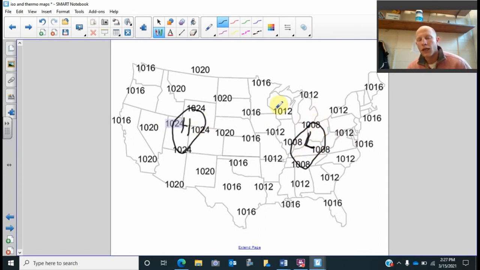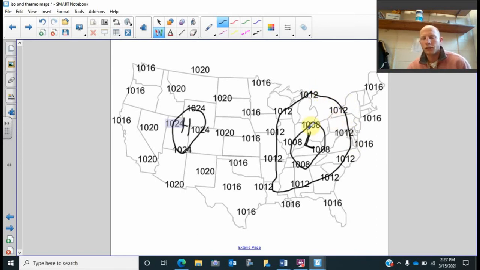We also go in 4 millibar increments. This map is nice enough where all of these are in 4 millibar increments. And so I see 1012 here, 1012, 1012, come down here to 1012, 1012. And boom. And that makes sense.